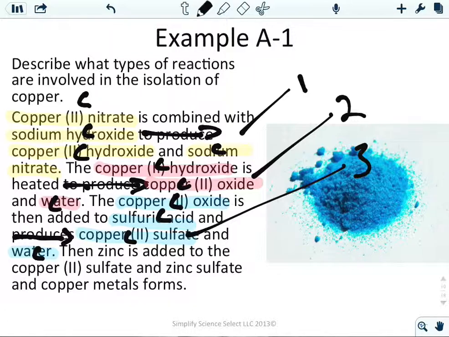It says then zinc is added to the copper 2 sulfate. So zinc is added to copper 2 sulfate, and it produces zinc sulfate and copper metal. When we see this, zinc, which is an element, plus copper 2 sulfate, which is a compound, produces a compound and a different element. So our fourth reaction will be a single replacement reaction.